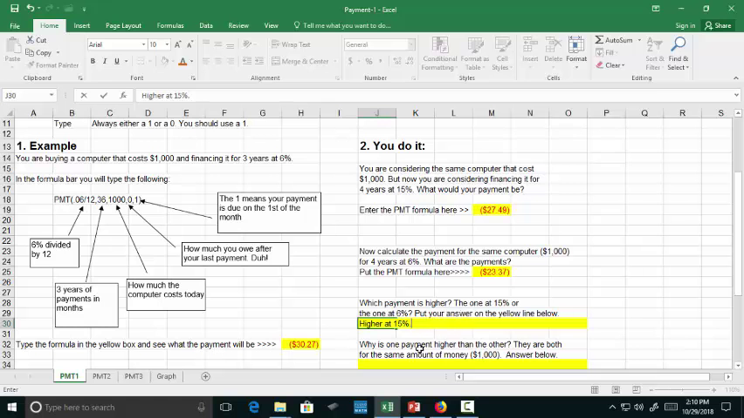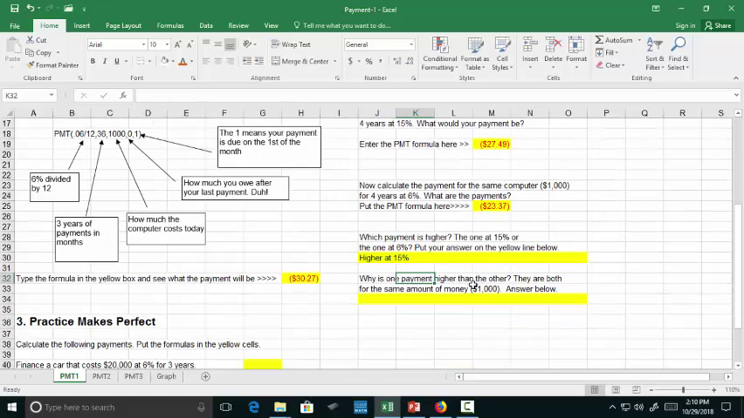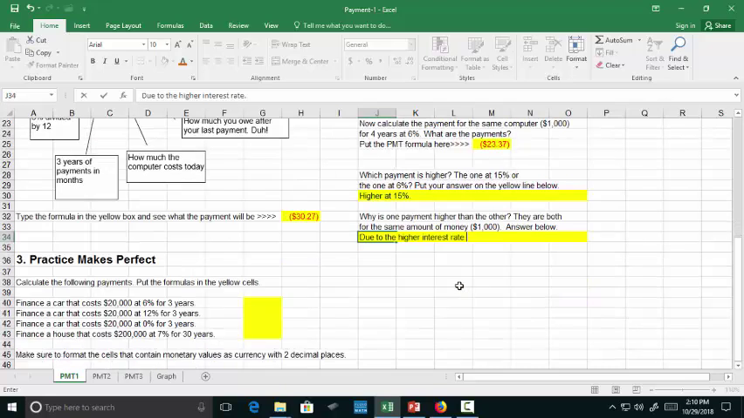And why is one payment higher than the other? They are both for the same amount of money. Now notice that we are paying the higher interest rate, therefore the repayment is higher. So due to the higher interest rate.